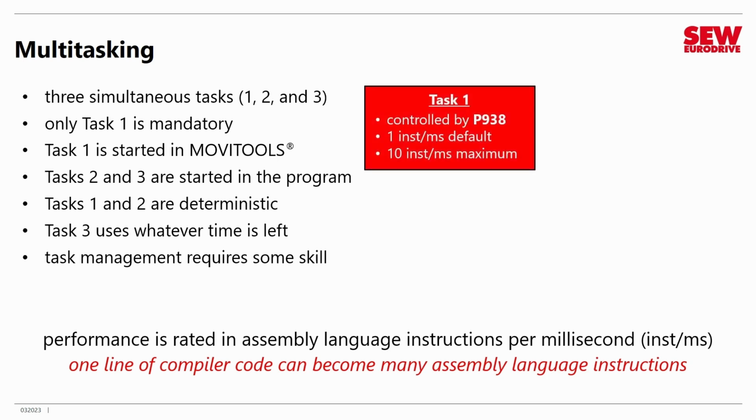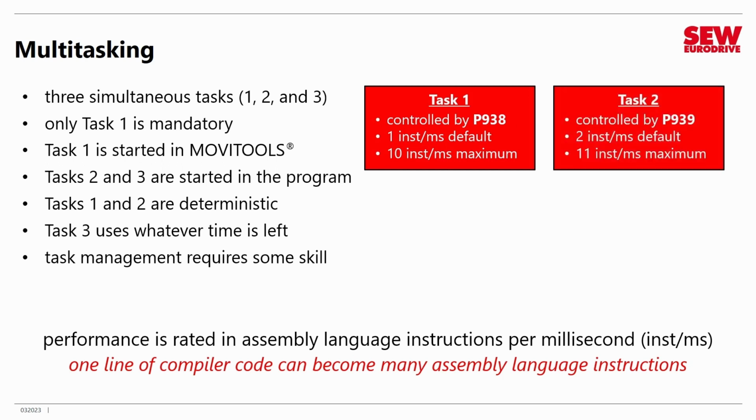Here's how you do it. Task 1, you go into the parameter tree of the MOVIDRIVE B, go to parameter 938, and you can set it there. It defaults to 1 instruction per millisecond, but you can set it as much as 10. Task 2 is controlled by parameter 939 in the parameter tree. It defaults to 2 instructions per millisecond, so it actually runs a little faster, and you can set it up to 11 maximum.